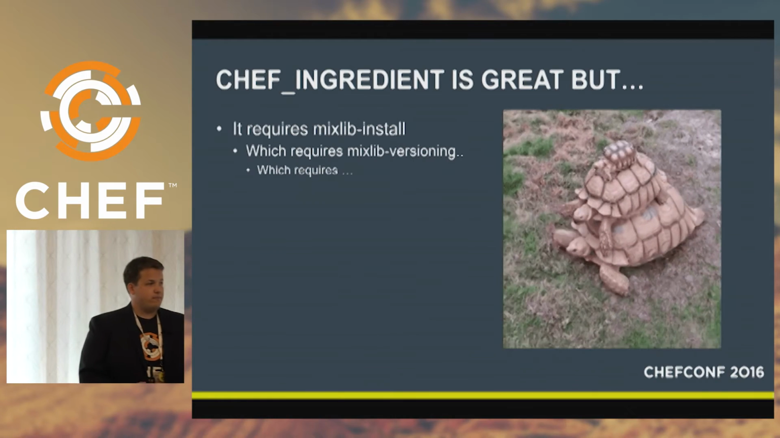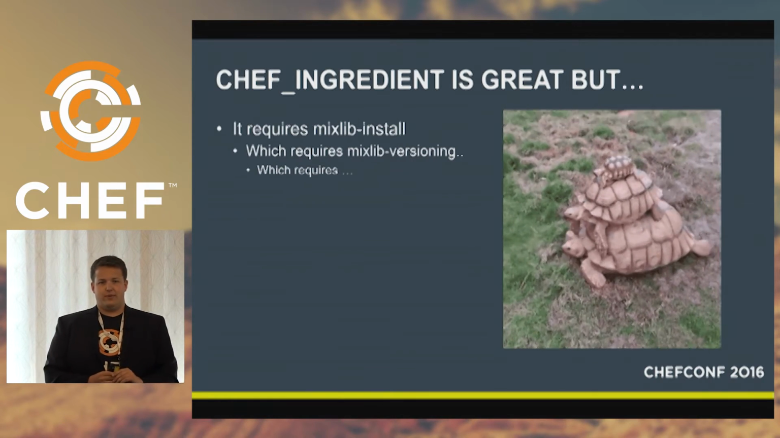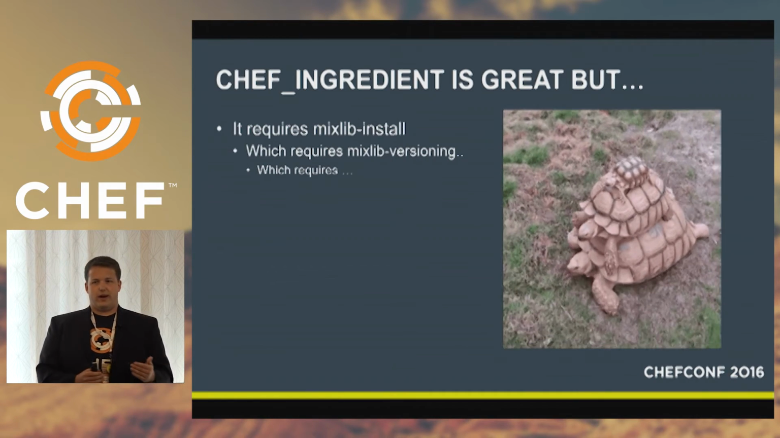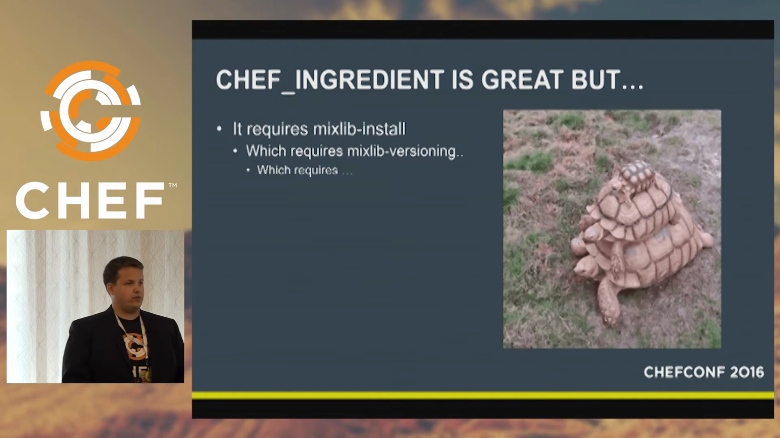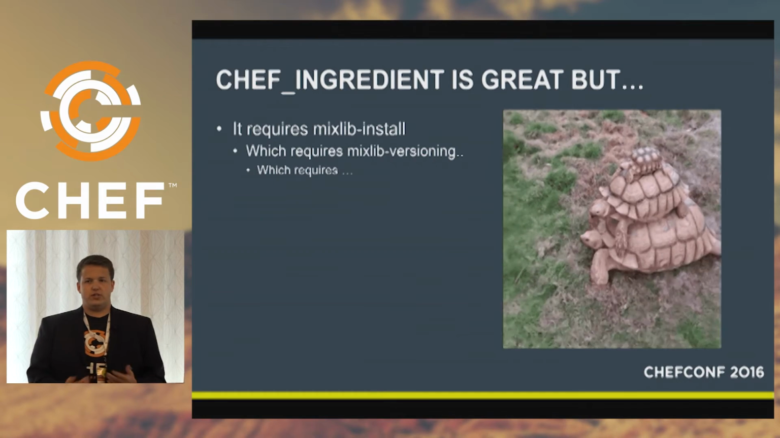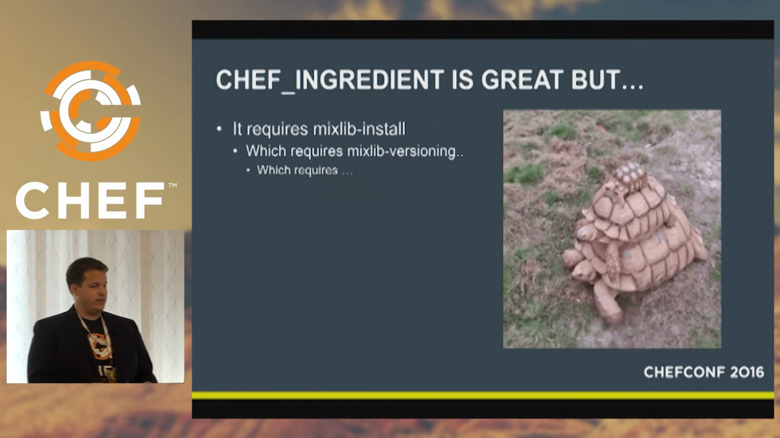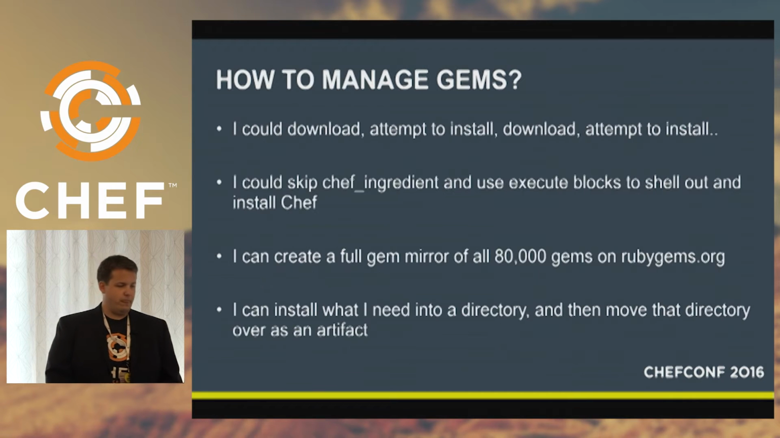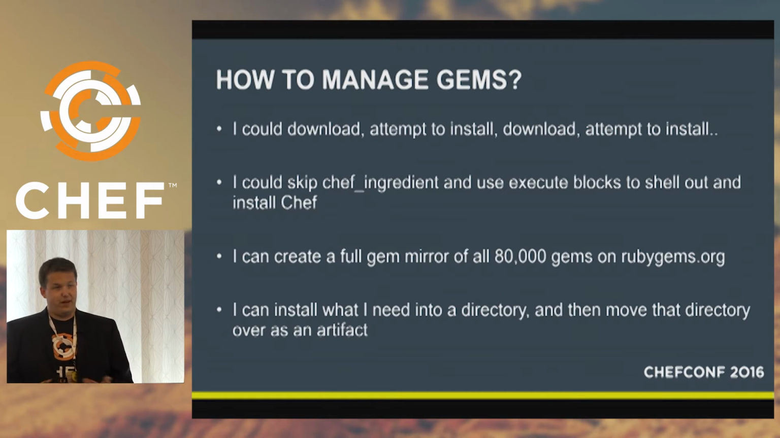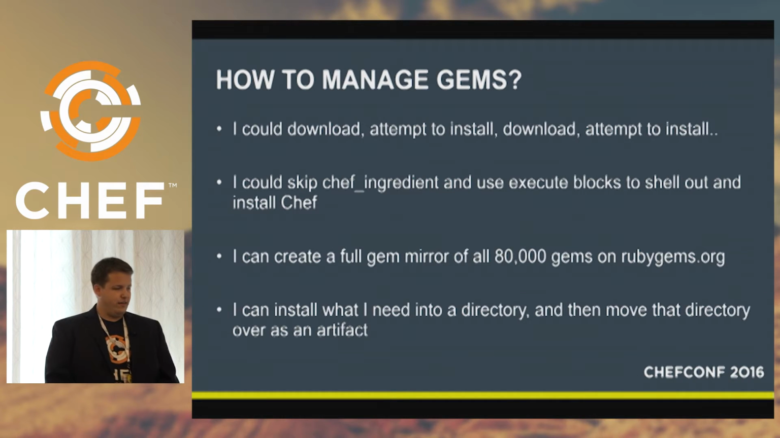It's great, but it requires mixlib-install, which requires mixlib-versioning, which requires blah, blah, blah, right? So we now start getting into gem dependencies, and it's turtles all the way down, right? Gem dependency management is not always forgiving, and so there's a couple ways to solve this problem. The first way, which we all try to do initially because we're dumb, is download, try to install, download the next one, try to install, and then you quickly realize there's got to be something better.